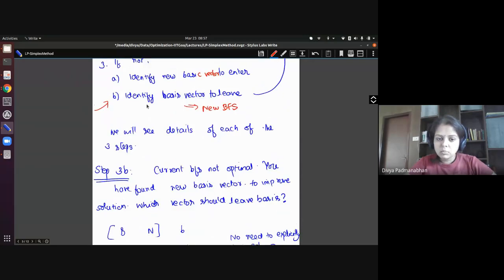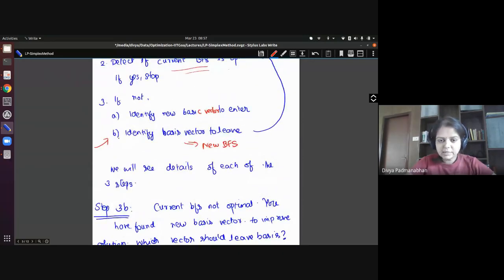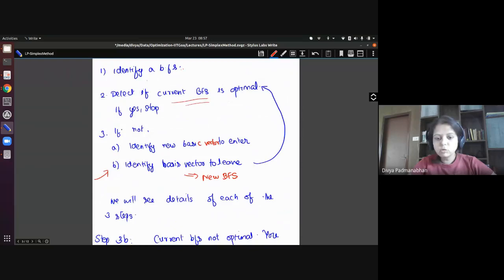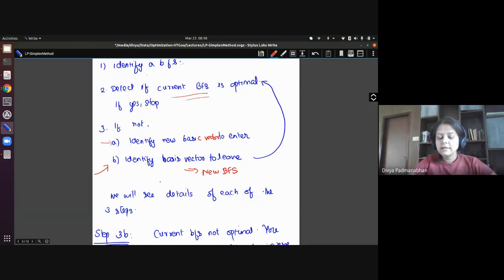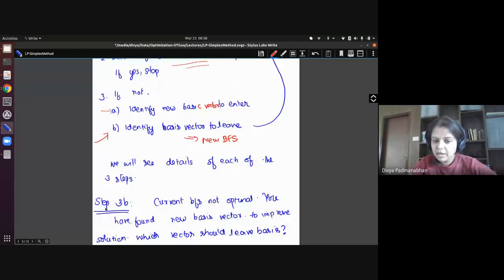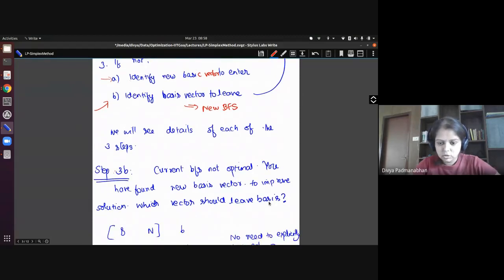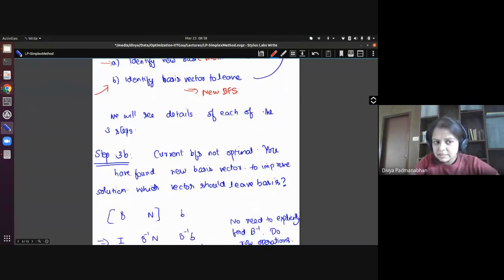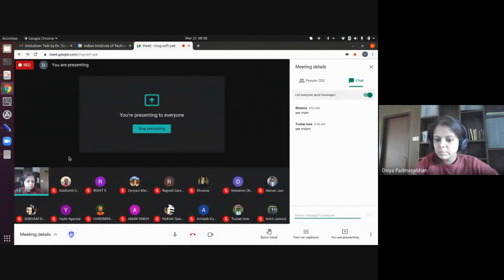At this point, we have found some basic feasible solution. We know that it's not optimal, and we found some new basic vector to enter. And you want to find which basic vector leaves the system. So that's what this step is about. You want to identify the best vector which should leave the system in order to give you your new basic feasible solution. Is the statement of this step clear?